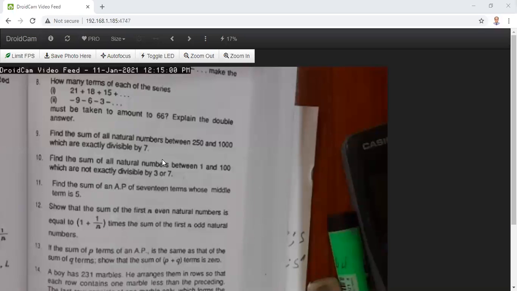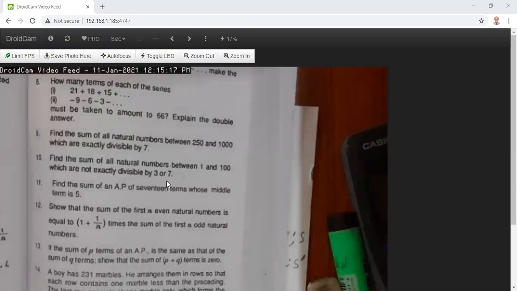Question 10 है, find the sum of all natural numbers between 1 and 100 which are not exactly divisible by 3 or 7. ठीक है, so let's solve this question.